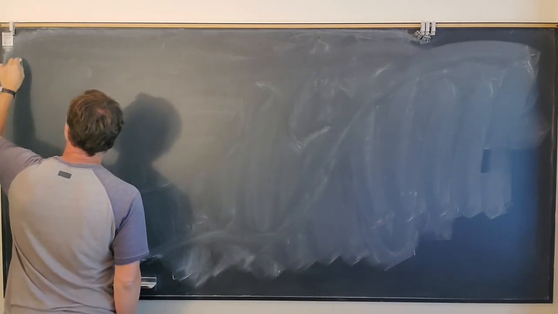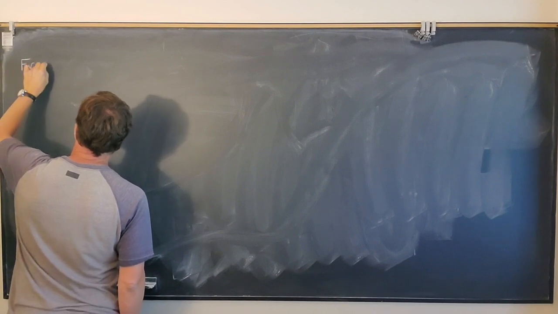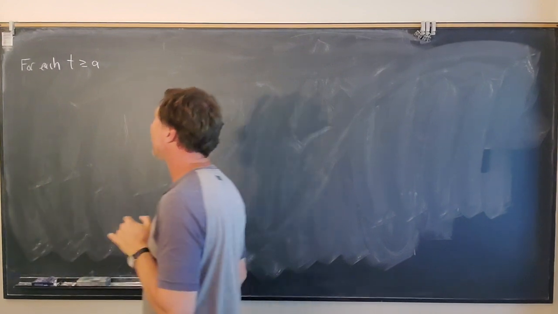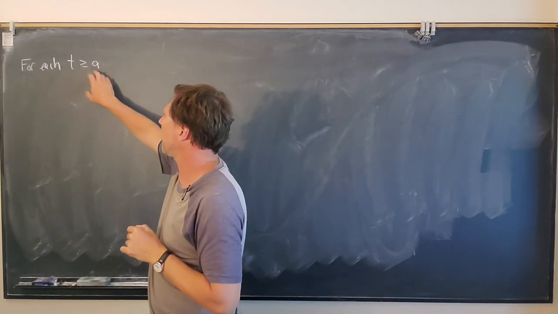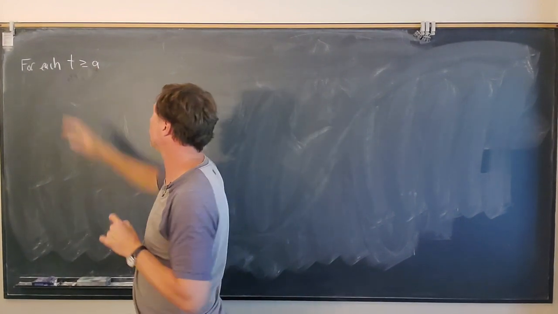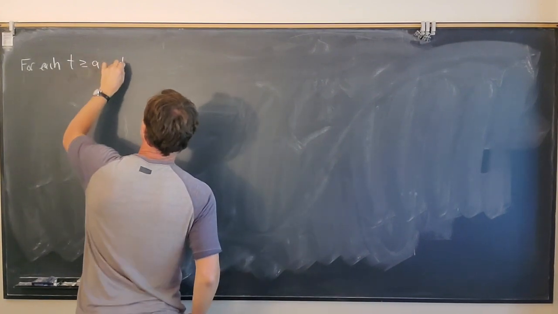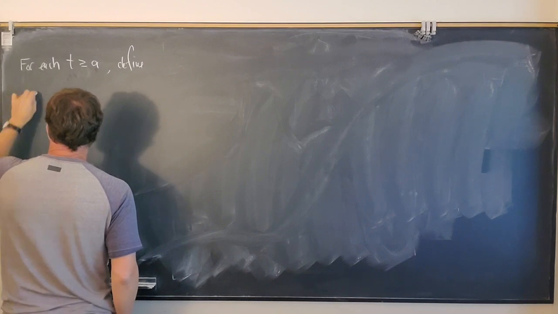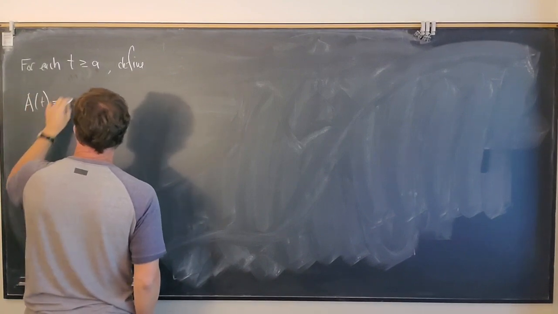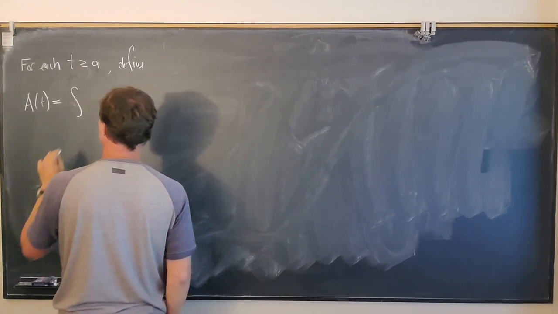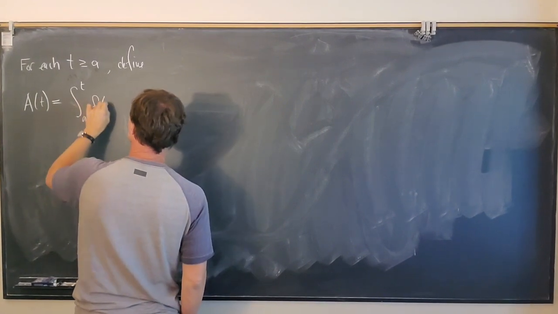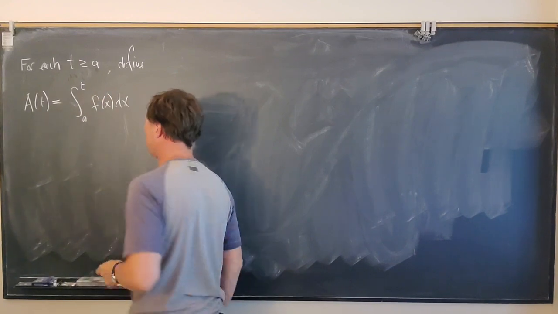So for each little t greater than or equal to some a, right? So fix some constant a, and we want to look at all possible t's greater than or equal to a. I want to define a function, let's call it capital A of t, and it will be equal to the integral from little a to t of f of x dx.